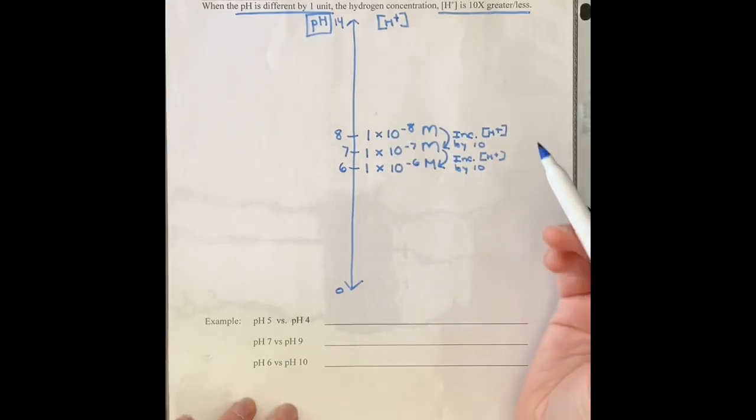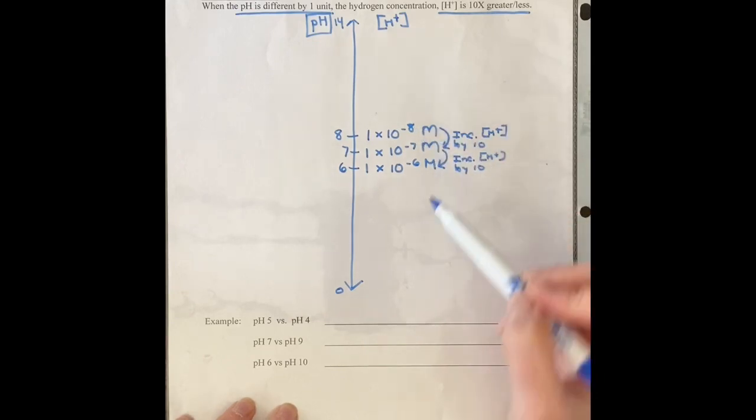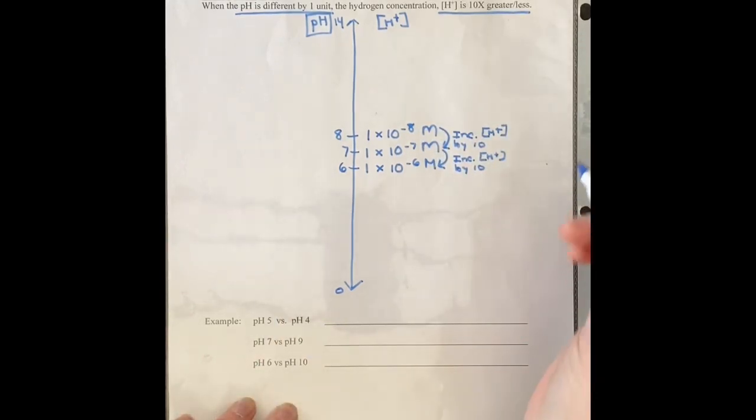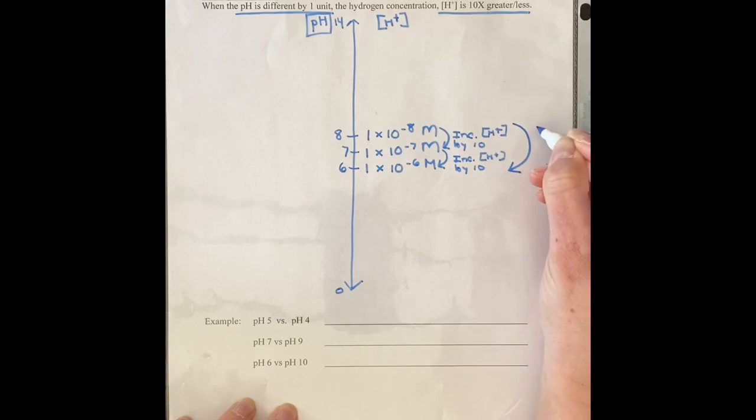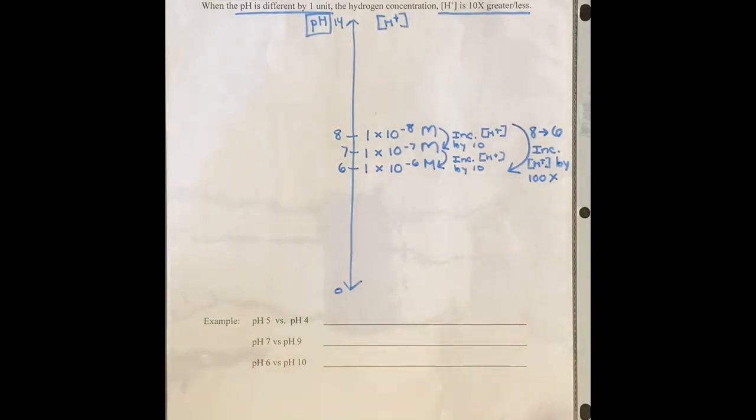Now, let's say I had a solution and I added maybe something acidic to it, and it went directly from 8 to 6. Okay, let's say we go from 8 to 6. Well, that would be an increase of the hydrogen concentration by 100 times. Okay, because remember, multiples of 10. So 10 times 10 is going to be 100.